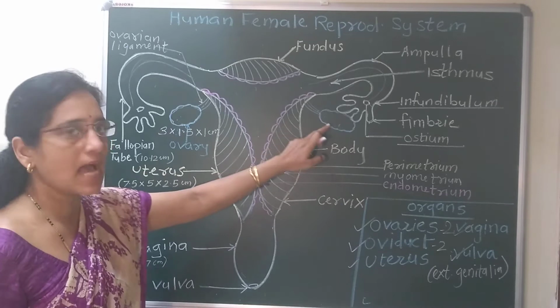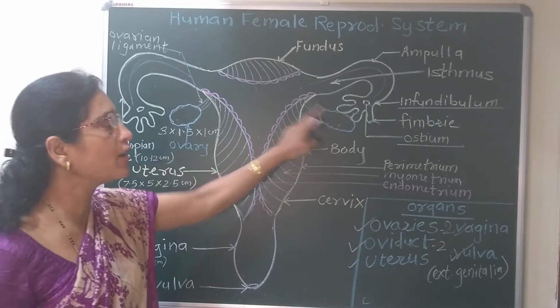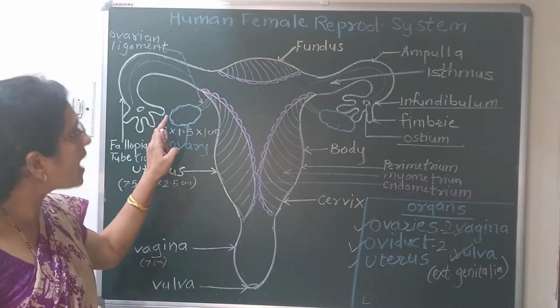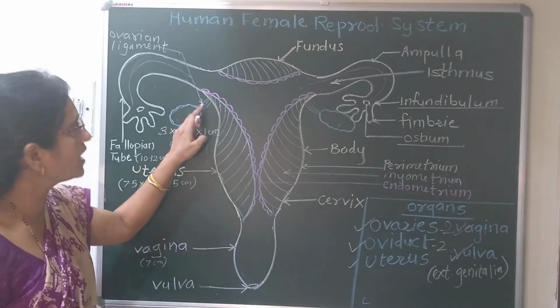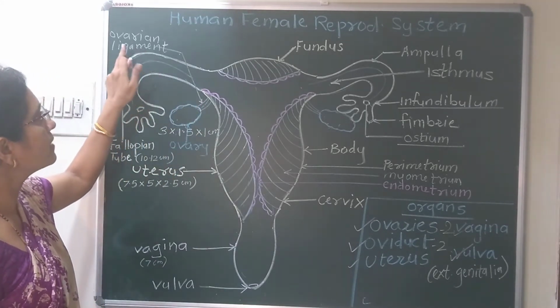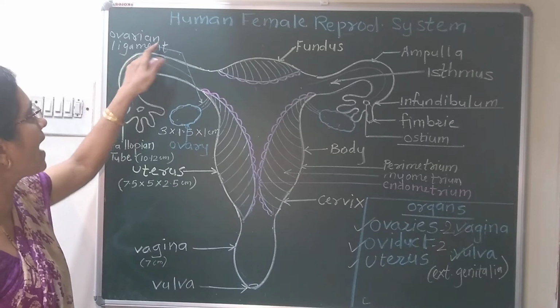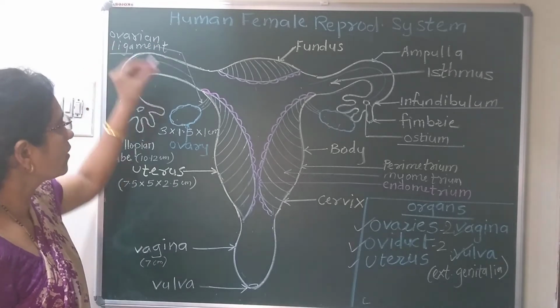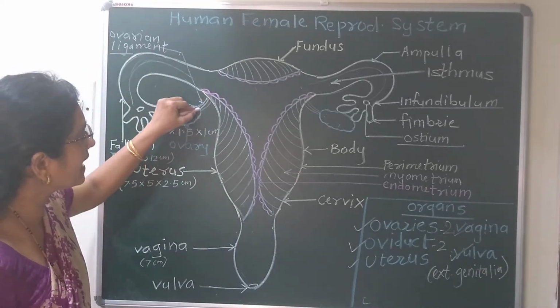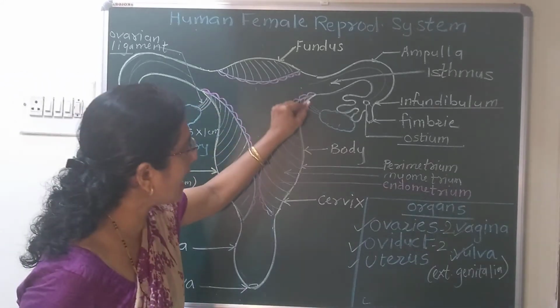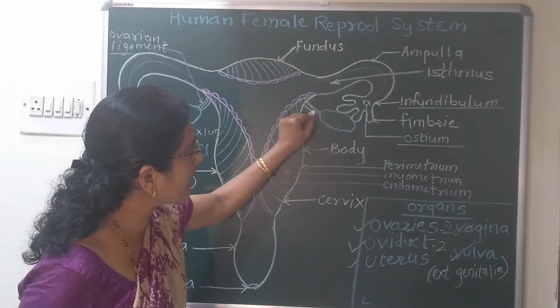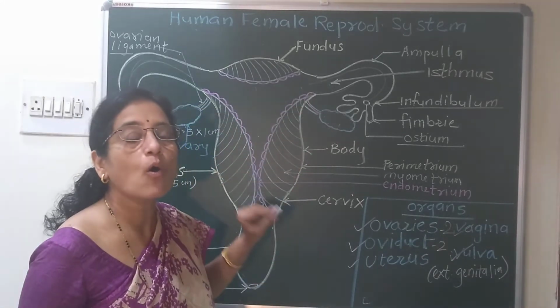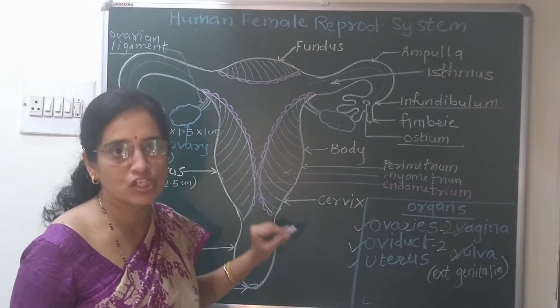These ovaries are present on both sides of the uterus. They are fixed at a position by a fold of skin. It is called the ovarian ligament. This is the ovarian ligament, you can see it in the diagram. This ovarian ligament holds the ovaries in proper position.